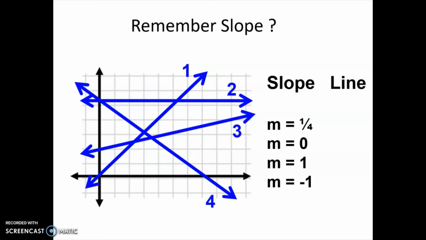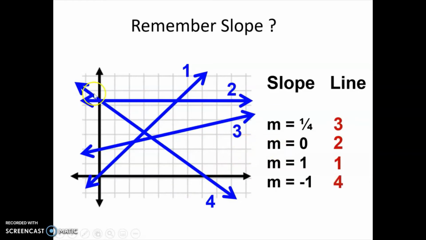All right, for these four lines here, they are labeled 1, 2, 3, 4. Match them to the slopes we see here. They might not be the exact numbers you see there, but which of these slopes could be the slopes of these lines? The first one is 3, 2, 1, and 4.